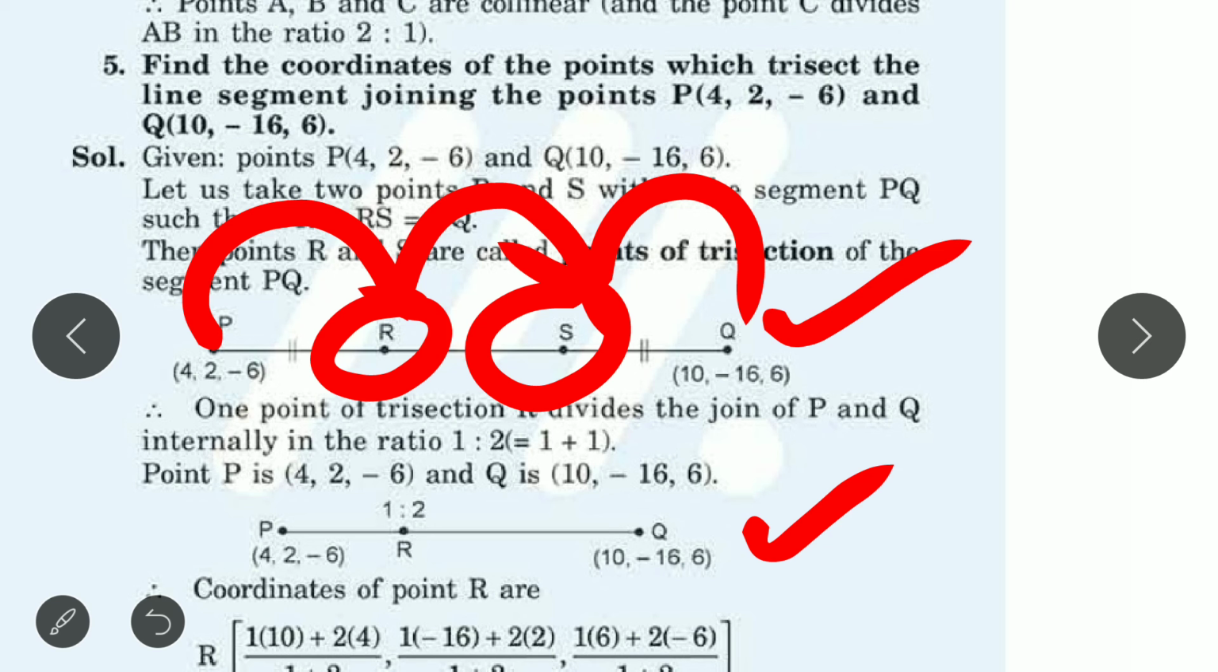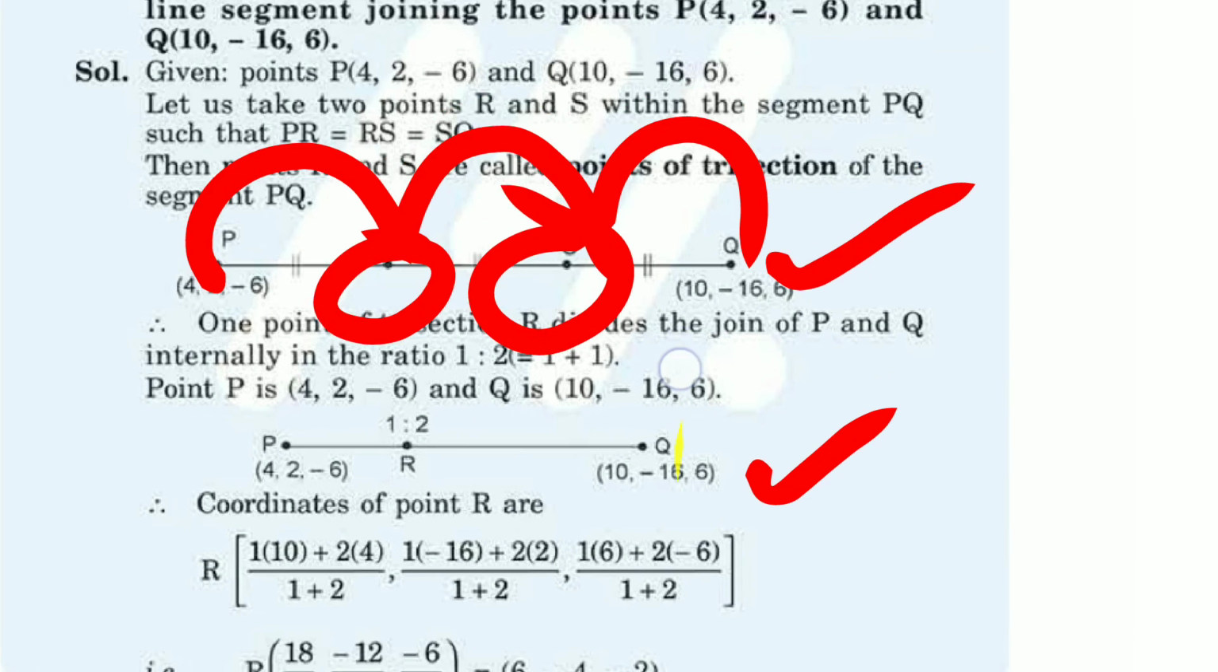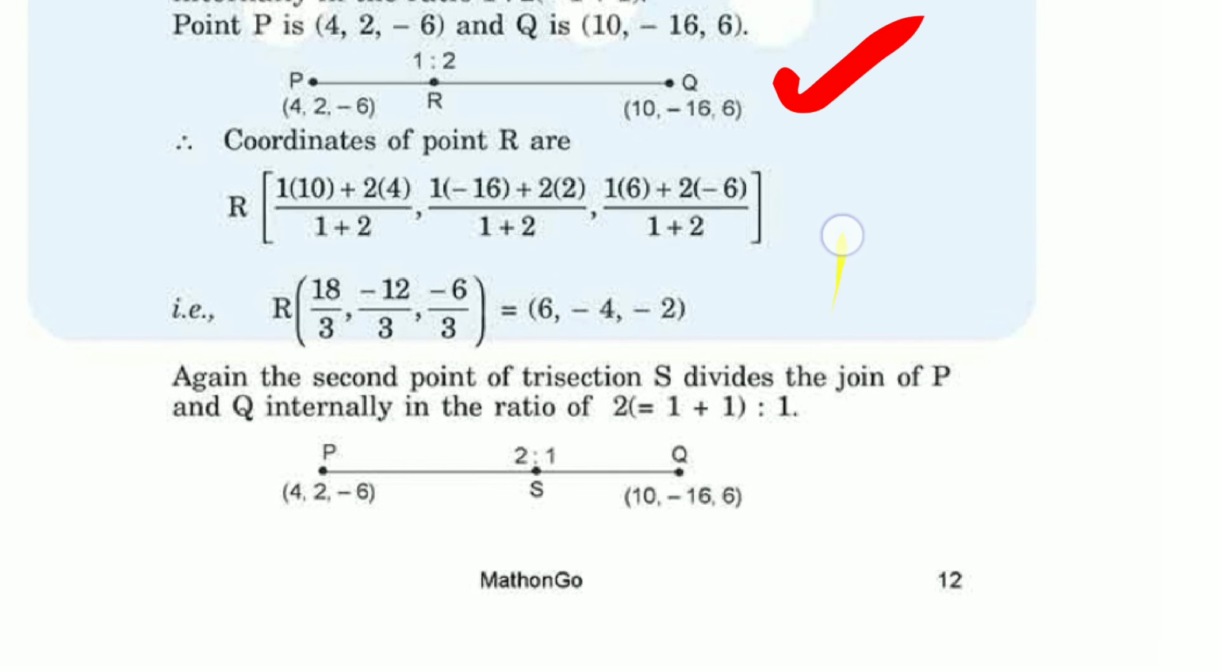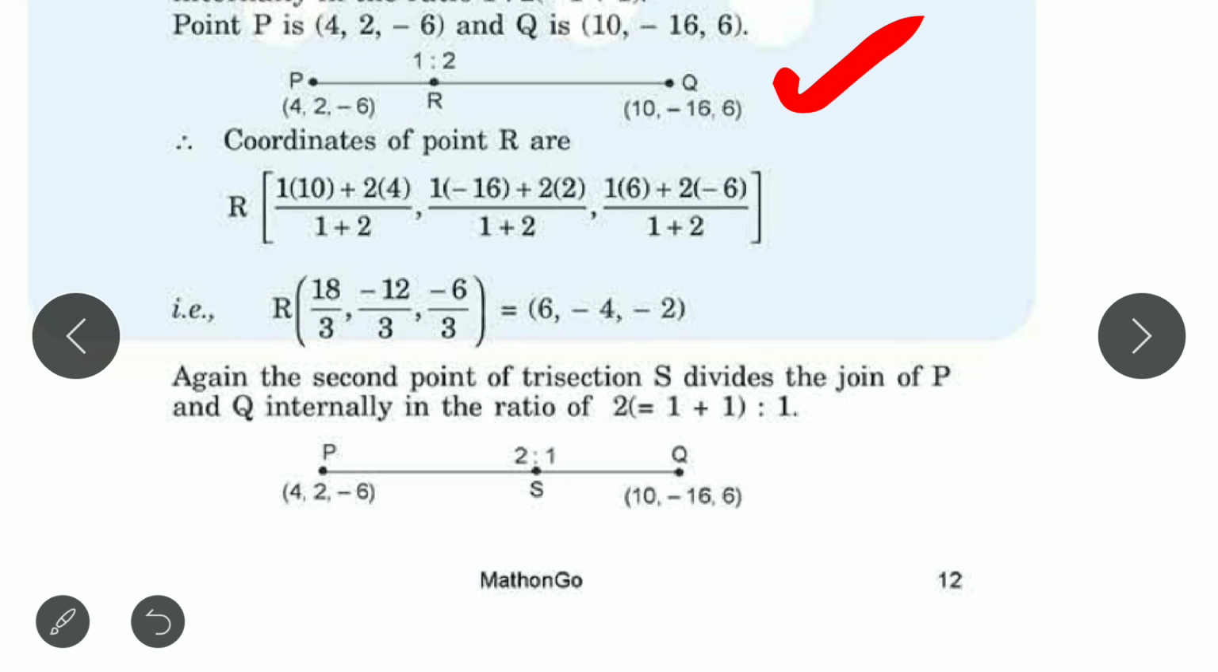We know the coordinate of P. We know the coordinate of Q. Hence, we can calculate the coordinate of R using the internal division formula. So you can see we have calculated the coordinate of R using the internal division formula. The coordinate of R came out to be 6, minus 4, minus 2.